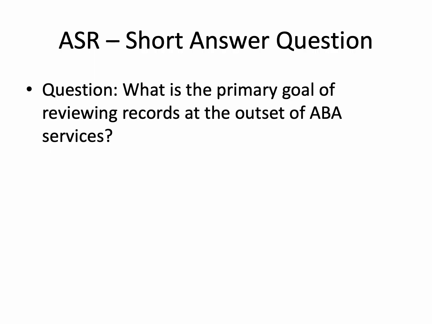So this leads us to our next ASR question. This is a short answer question, so please make sure that you are writing out a response to this question. It says, what is the primary goal of reviewing records at the outset of ABA services? There could be a few goals, a few reasons why you would review records. Please just write one of those reasons. Don't leave your question blank. You will get no credit for leaving the question blank. Make sure that you are responding.